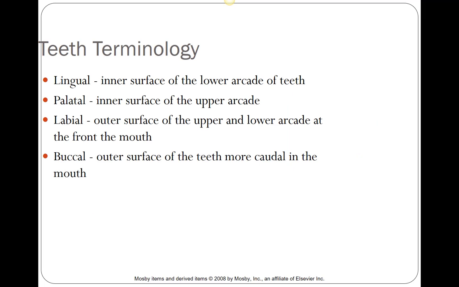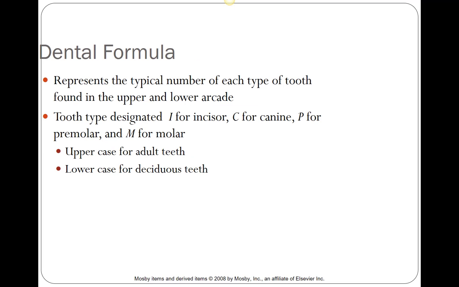When we look at teeth terminology, we've kind of gone over this before, but we'll review it really quick. Lingual means towards the tongue, palatal means towards the hard or soft palate, labial means towards the lips, and buccal means out towards the cheek. We have what we call a dental formula. And so we're looking at the number of teeth in the upper and lower arcade. The upper arcade is going to be the incisor and the maxilla. The lower arcade is going to be the mandible.